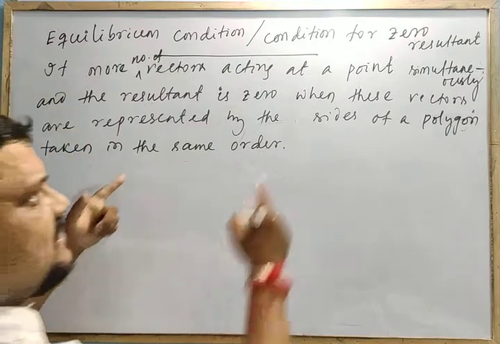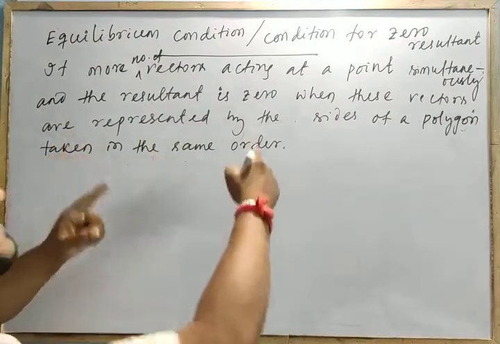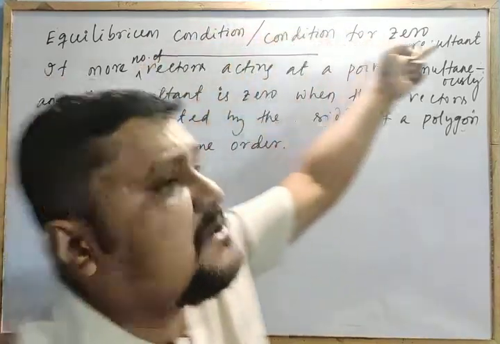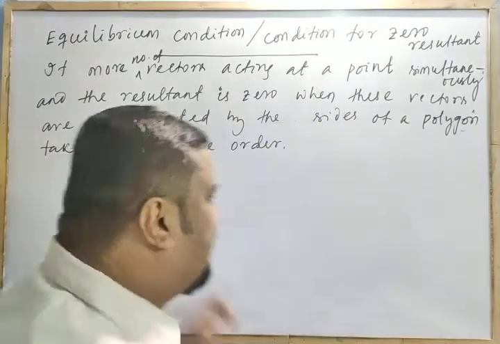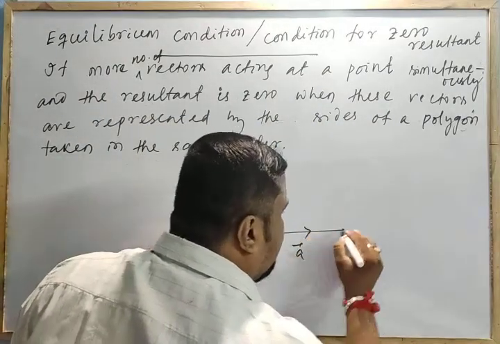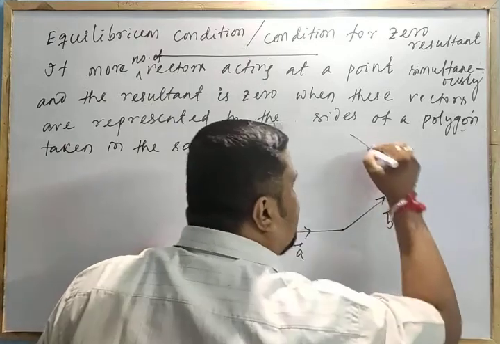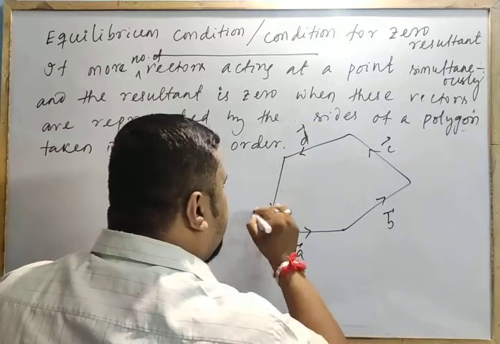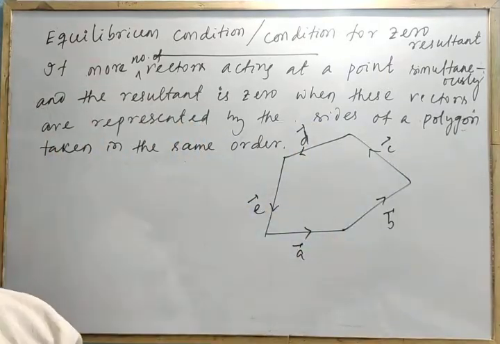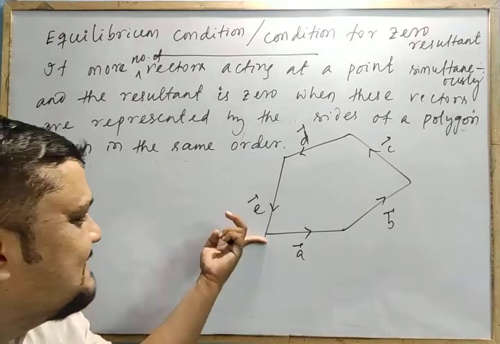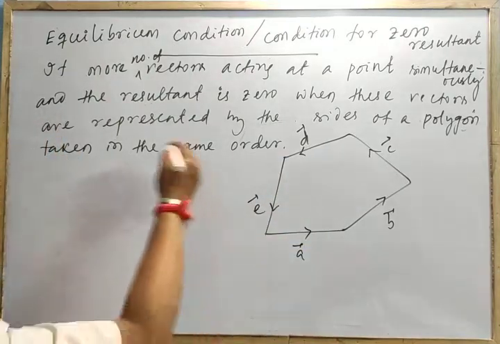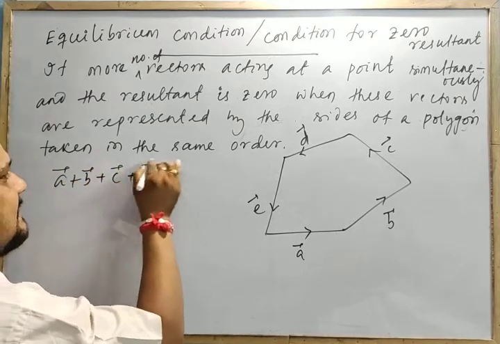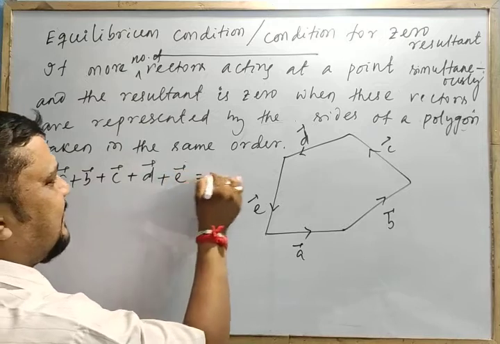So if more number of vectors are acting simultaneously at a point and the resultant is 0, then these vectors are represented by the sides of a polygon taken in the same order. This gives me the condition for zero resultant. Let A, B, C, D, E be the sides of a polygon. So what does this condition say? A + B + C + D + E should be equal to 0.